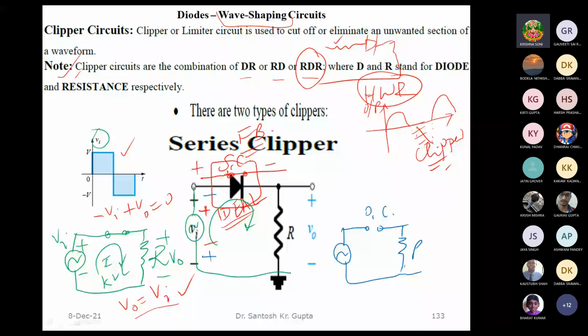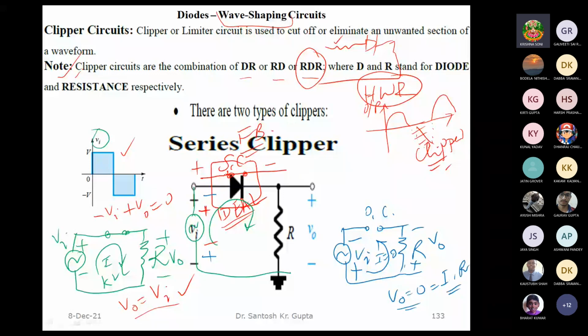One can also assume one fictitious current to flow like this, which may have a voltage drop across this equal to this V naught. But because this current is going to be 0, there is no need of analyzing anything. Output voltage will be equal to 0, because the output voltage is nothing but current I times R with the shown polarity.